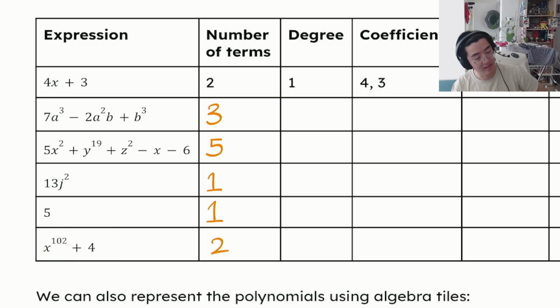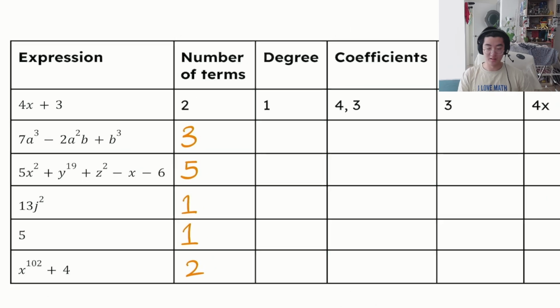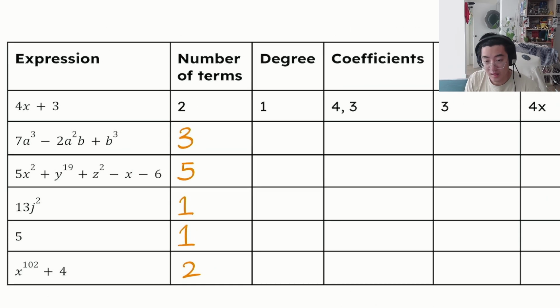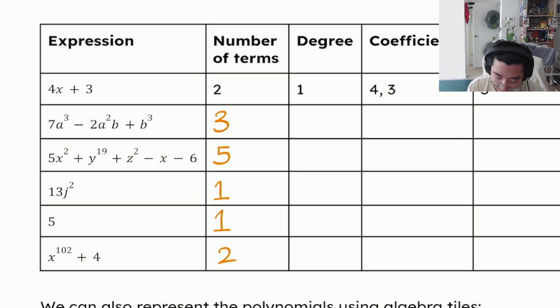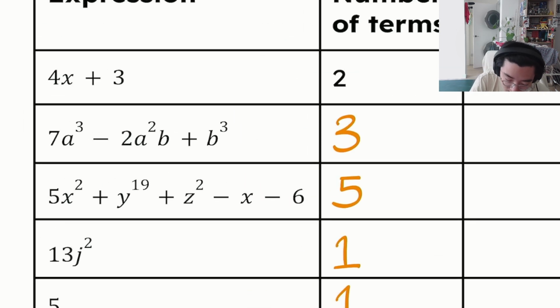Okay, let's check the degree. Now the degree of the polynomial. Right, the degree of the polynomial, we have to look for every single degree of the terms and determine which one's the highest one. So right here, the degree is just the exponent by itself, which is 3.